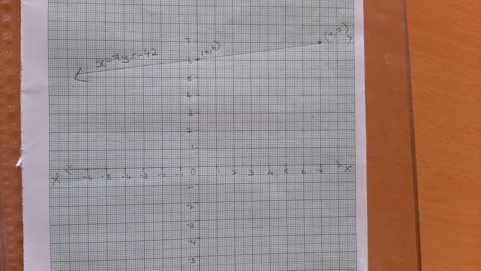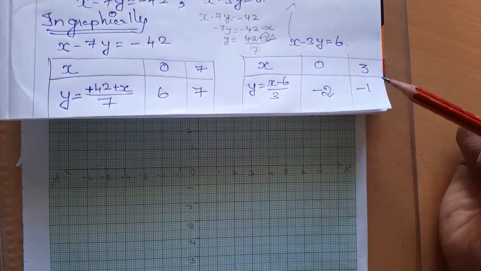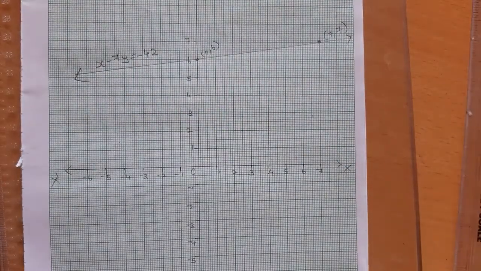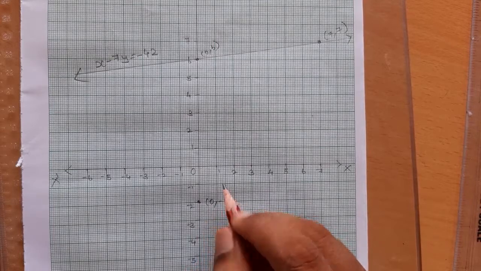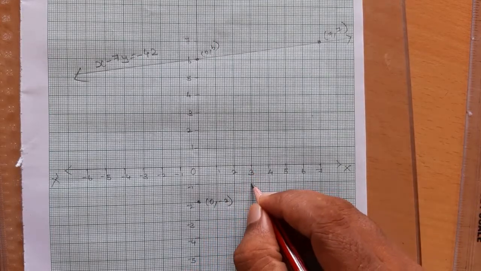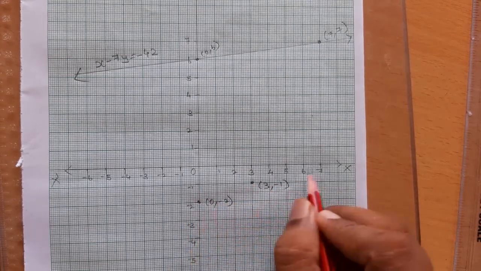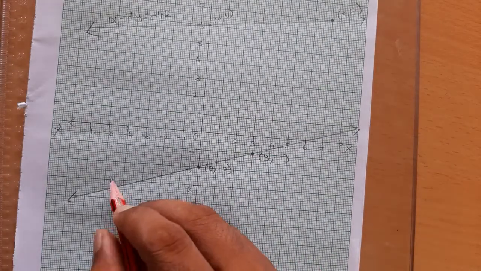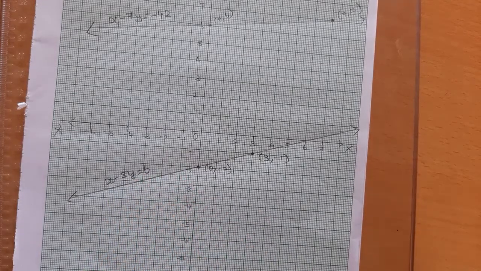So we'll go for the next equation. The solution points are 0, minus 2 and 3, minus 1. The point 0, minus 2 is here and 3, minus 1 is here. Now connect these 2 points and draw a line. After drawing the line, mention that the equation is x minus 3y is equal to 6. This is the graphical representation.